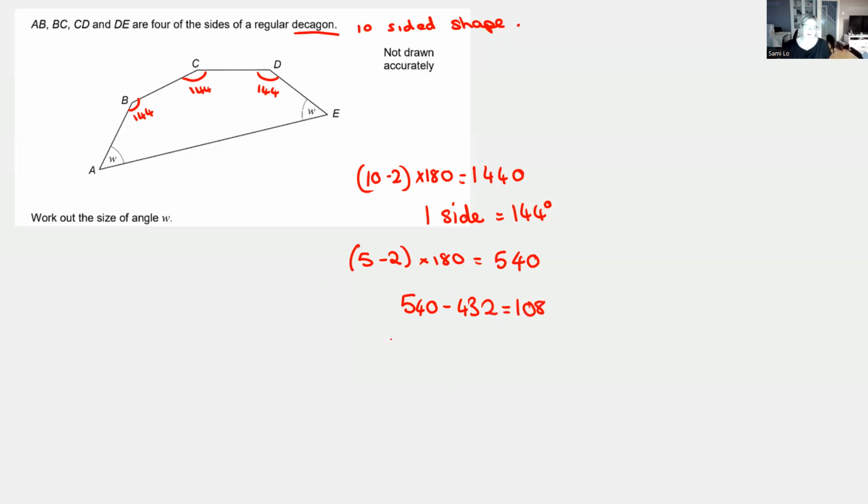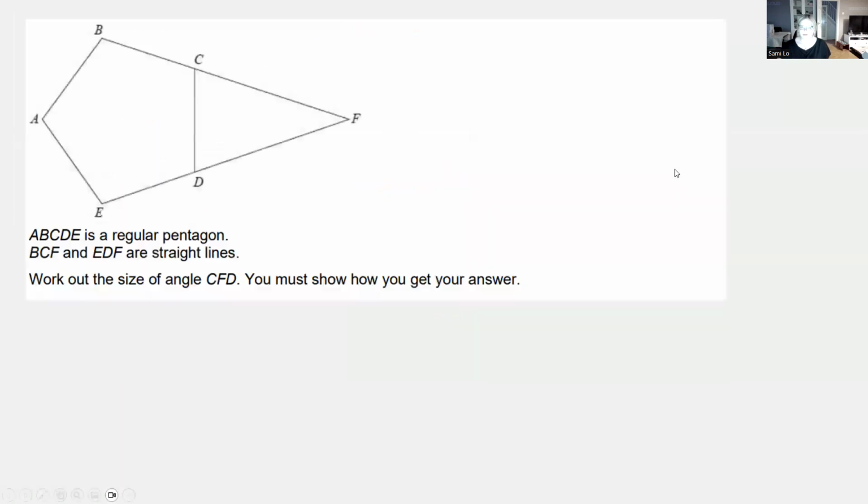So if W and W equals 108, so 2W is 108, then W must be 54 degrees. And there we go. That's how we answer that first question. Next one. Okay, so have a go if you want to, and I'm just going to carry on going through it.